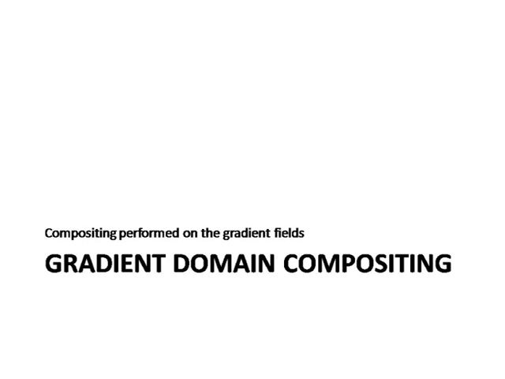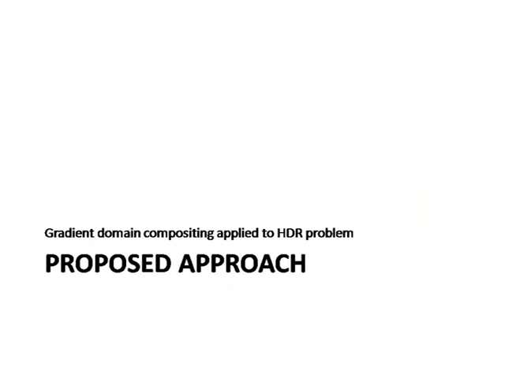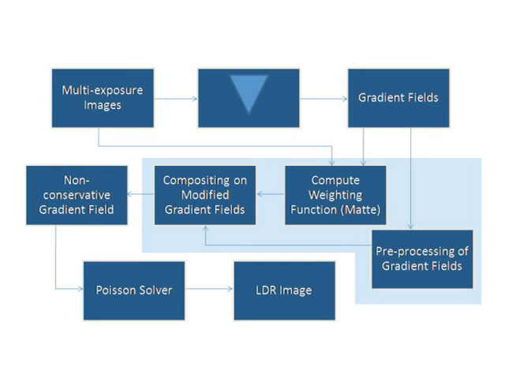We shall now look at the methodology behind compositing performed on the gradient fields. We compute the weighting function, or MAD, from the input images and their gradient fields and use it to weigh the gradient fields. The resultant non-conservative gradient field is processed using a Poisson solver to get the desired composite image. We shall now apply the gradient domain processing to solve the HDR problem. The highlighted blocks show our contribution in this work.